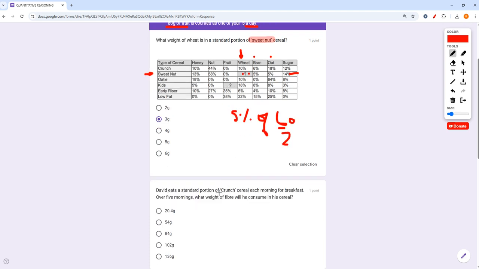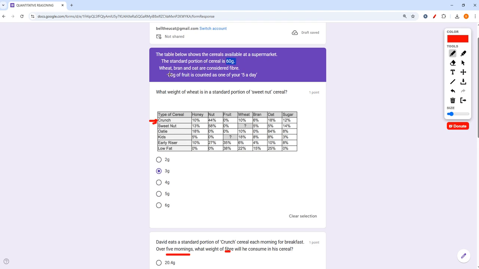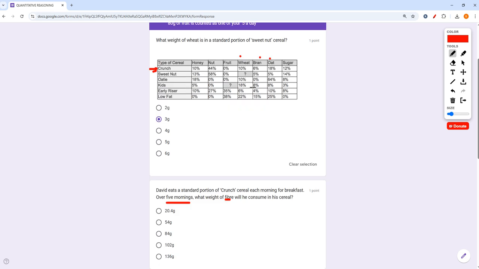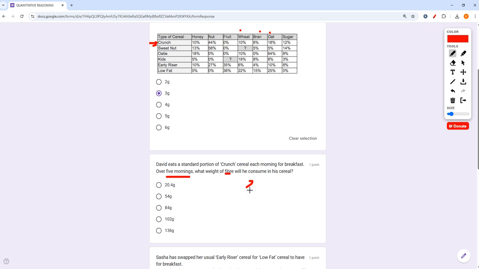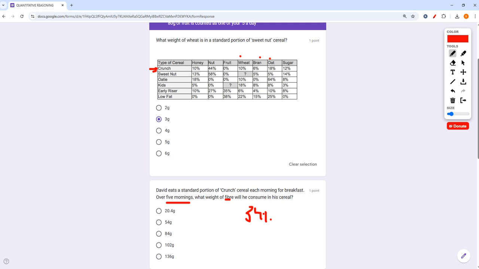David eats a standard portion of Sweet Crunch each morning over 5 mornings, so times by 5. What weight of fiber? We already know fiber is wheat, bran, and oat. So I'll add them up. 10 plus 6, 16 plus 18, 34. So I'm looking at 34%. 34% of what? 60. 34% of 60.